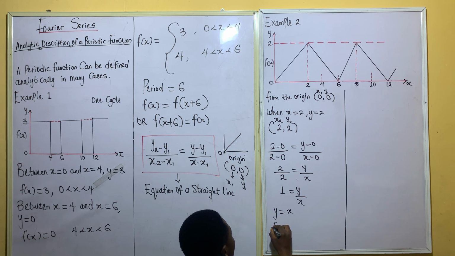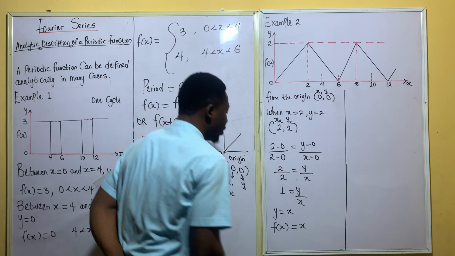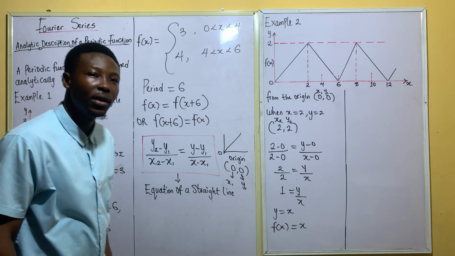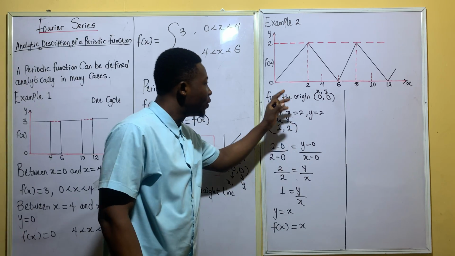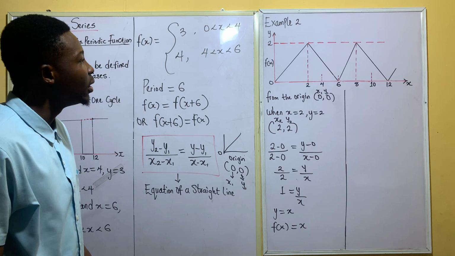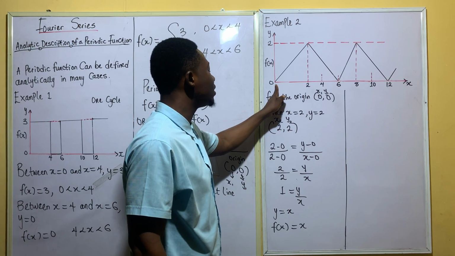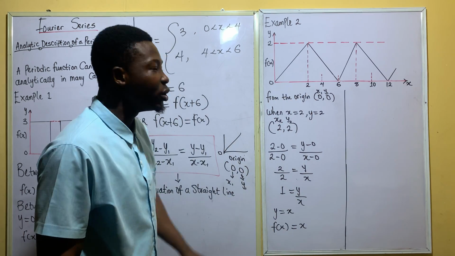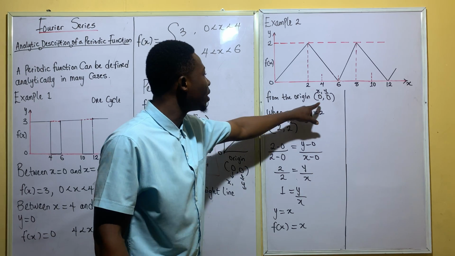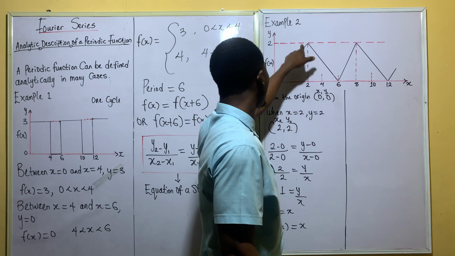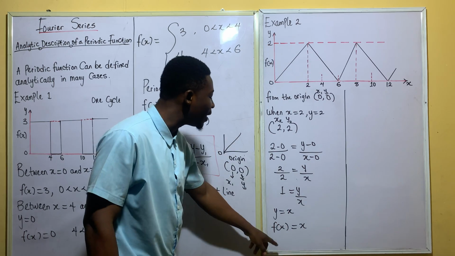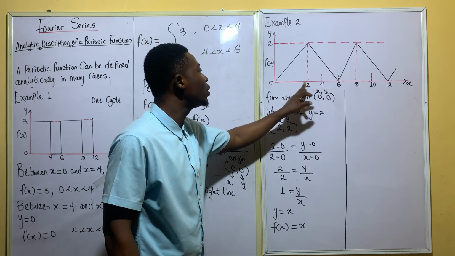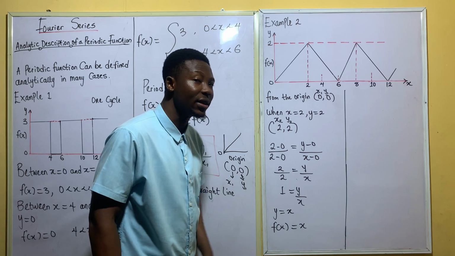So if you have y is equal to x, it means f of x is also equal to x. All right. So this is for the first case. Between x from 0 to 2, we have our f of x equal to x. But just know that it starts from the origin, which is 0, 0, and then you find out that when x is 2, y is also 2. So we use that information to find the equation of the line between here and here. So between x is equal to 0 and x is equal to 2, f of x is equal to x.